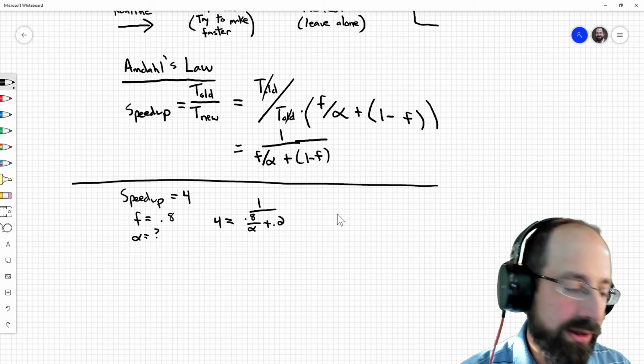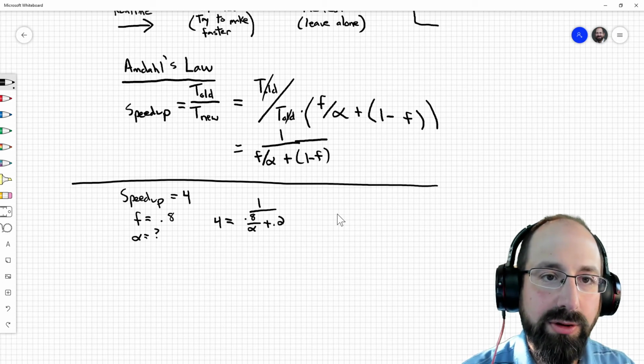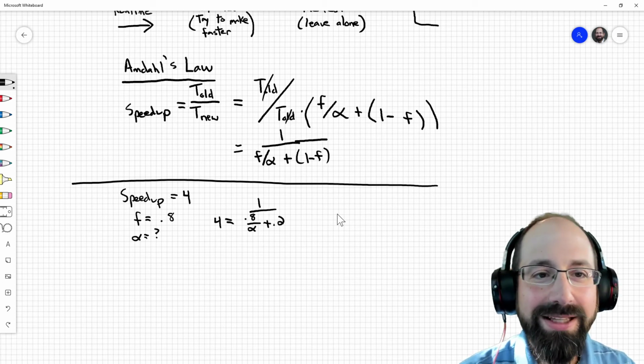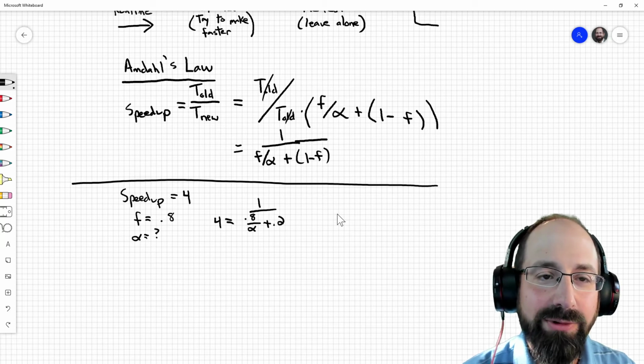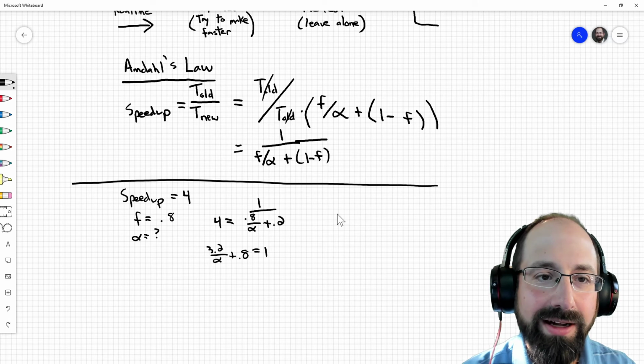We can then, if we really want to, multiply. Well, let's all watch me struggle with fourth grade math. We can multiply both sides if we want to get that denominator out of there. We can get 3.2 over alpha plus 0.8 equals 1. 3.2 over alpha equals 0.2. Alpha then equals 16.